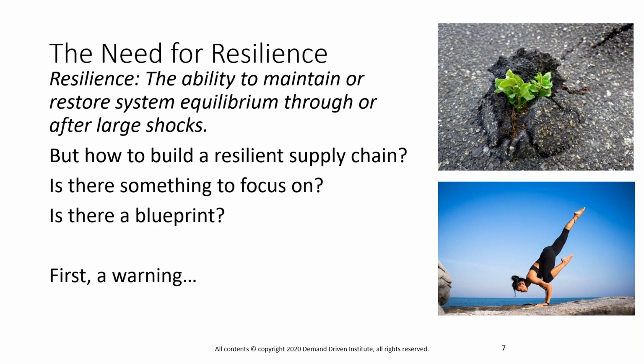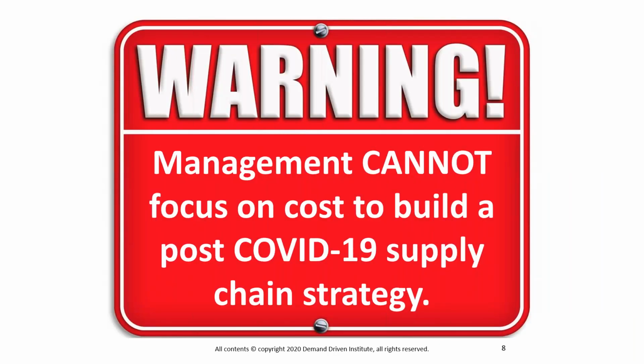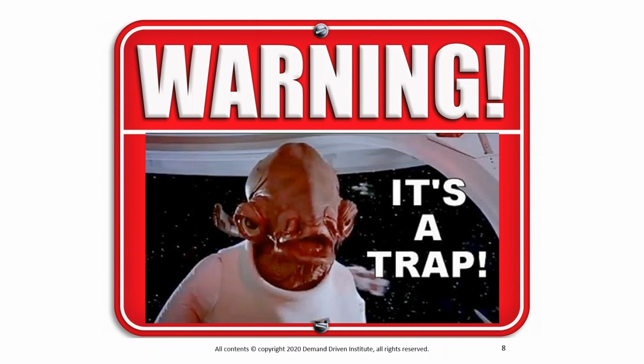But first, let me give you a warning. The warning is that as we start to focus in this post-COVID-19 world, which we're in today, management cannot focus on unit cost. That is key. Management cannot focus on unit cost to build that supply chain strategy. As General Akbar would say, it's a trap. It's not about trying to reduce unit cost. It's about improving the robustness and resiliency of our overall supply chain.